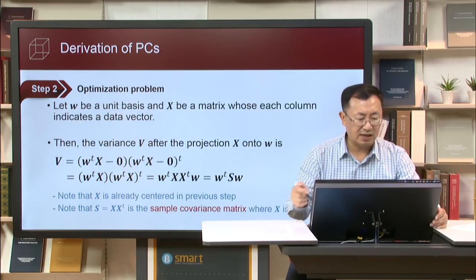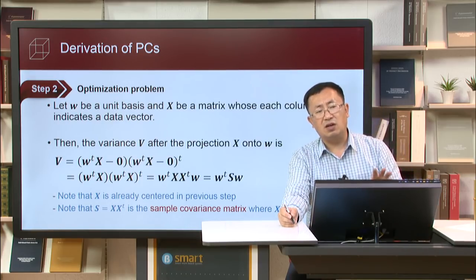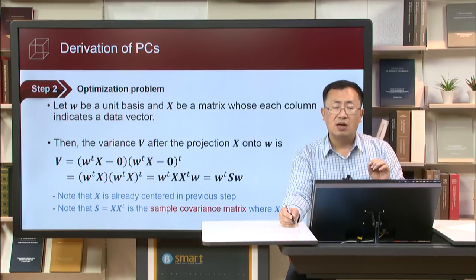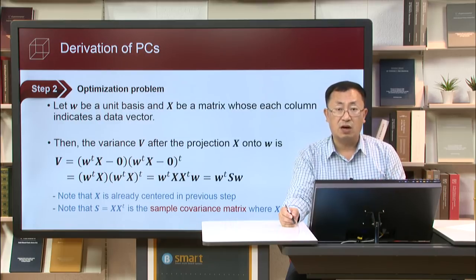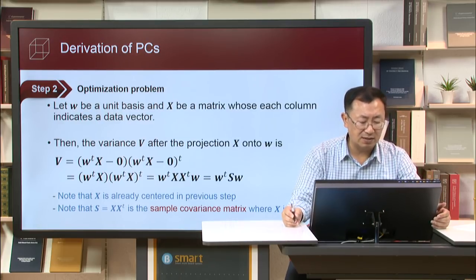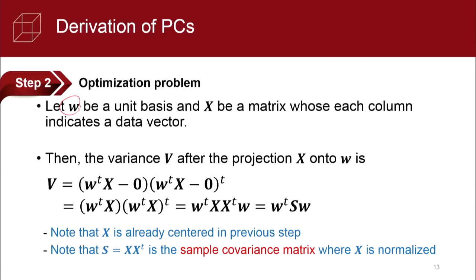So after centering the data, we try to find the first principal component. To find the first principal component, let's think about the optimization problem. Let's say w is the unit basis vector. That is the decision variable we'd like to identify, right? And X is the matrix whose columns indicate the data vectors. As we remember from the previous slide, this is the projection of x onto w, right? And because the data is centered at 0, this is a kind of mean of the data.